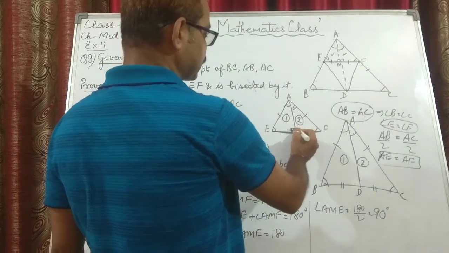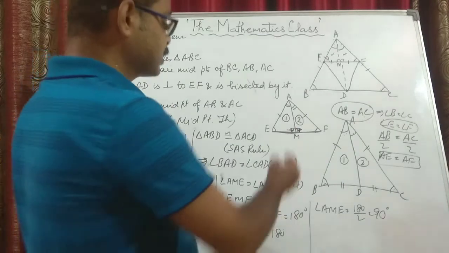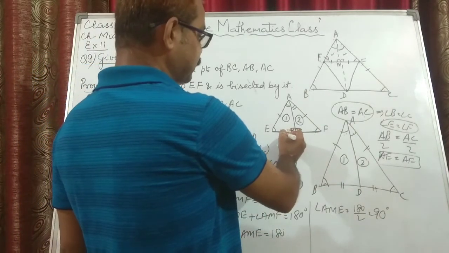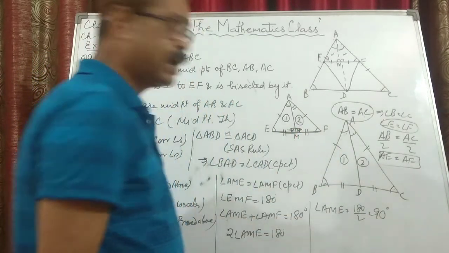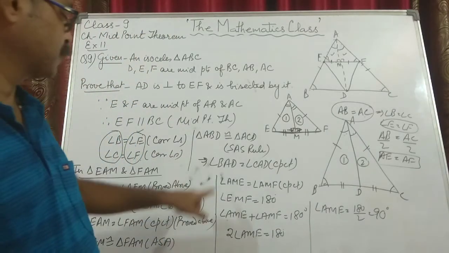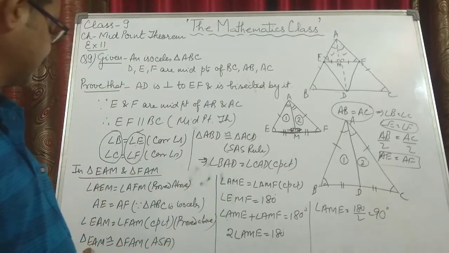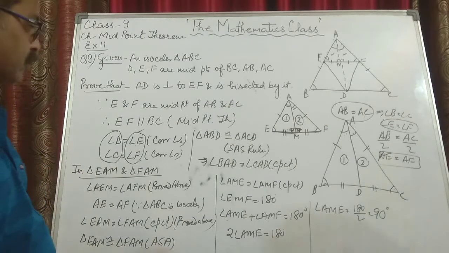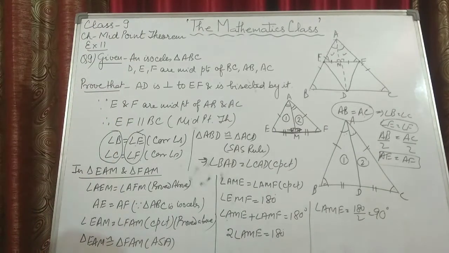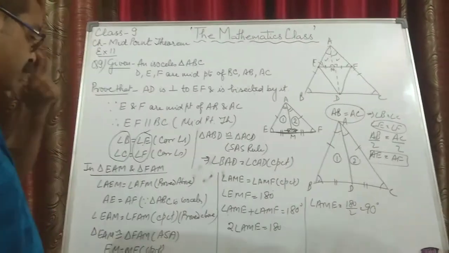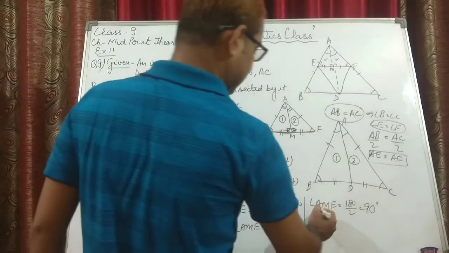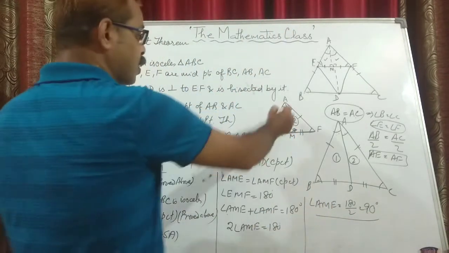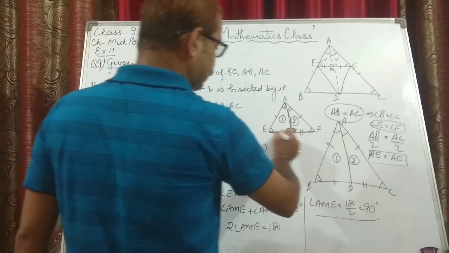If this is 90, then obviously this is 90. Now these two angles have been proved, and at the same time EM will be equal to MF, because we have already proved that these two triangles EAM and FAM are congruent. Or we can simply write here EM is equal to MF by CPCT. So both these things have been proved. First thing, that AME is equal to 90 degree, or AM is perpendicular to EF.